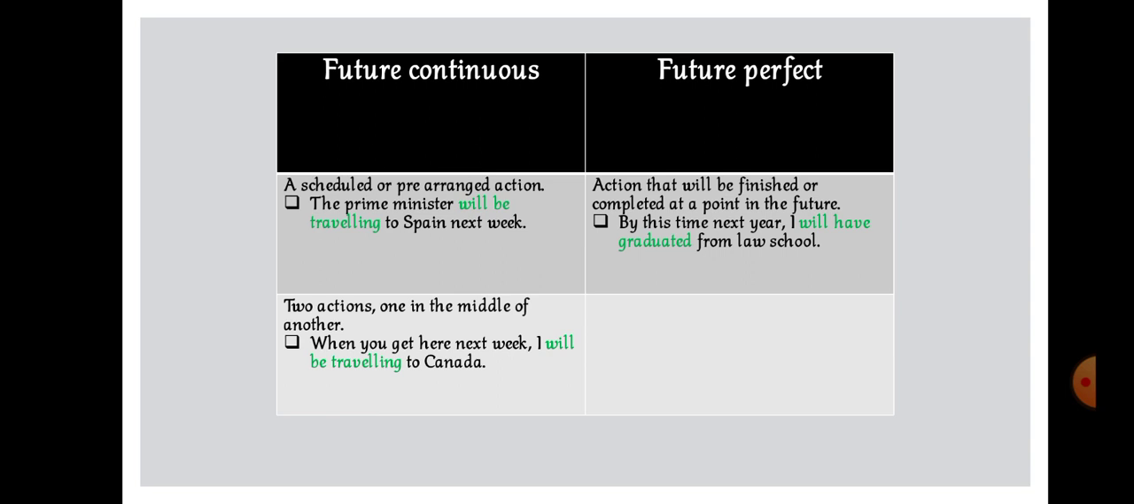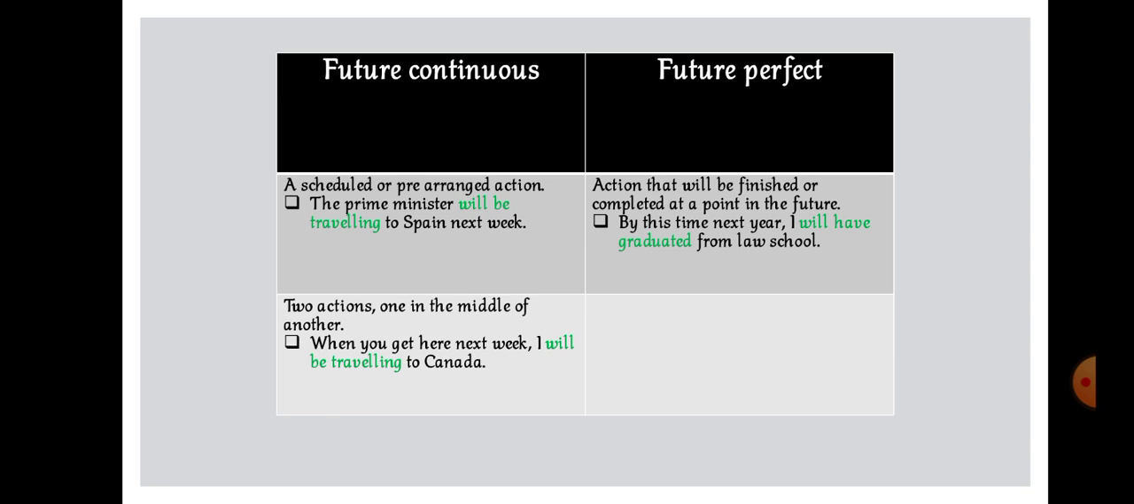So here, you are making a prediction that next year I will have graduated from law school, or you are saying in 5 years I will have finished my O levels. In 2 years I will have completed my A levels. Like that, at some point in the future, maybe in 2 years, 1 year, 5 years, or next month, you would have completed that action. Those actions use the future perfect tense.